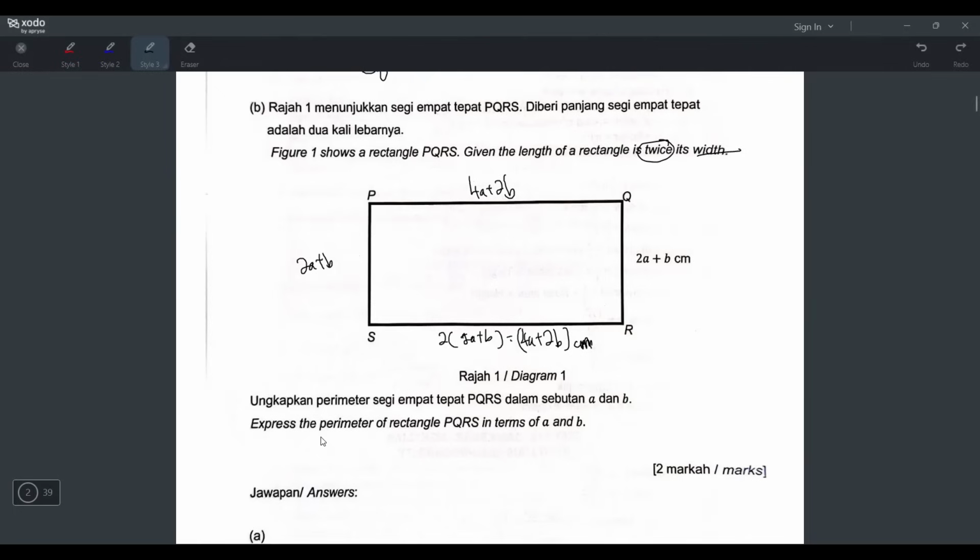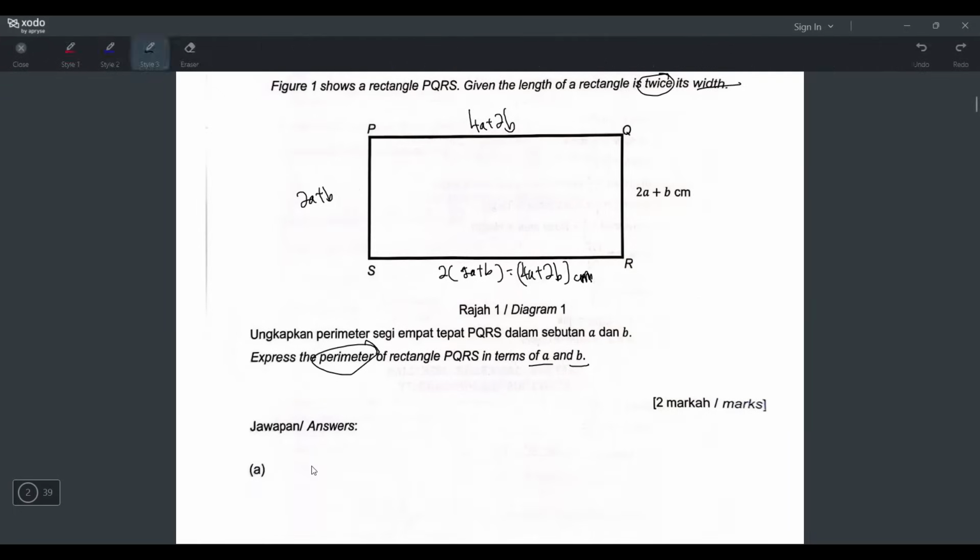Alright, now let's see what they want. Express the perimeter of the rectangle in terms of a and b. Alamak, ini senang lah. So how do you find perimeter? Just ambil semua sisi, tambah semua. Take all the sides and then add them all. But they said in terms of a and b, it means your answer will have a and b in it. That means you don't have to find the values of a and b. You can leave them there. So now let's find out the perimeter.